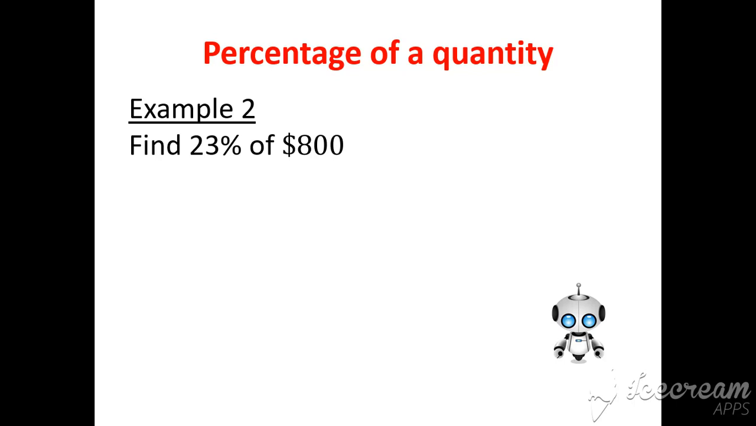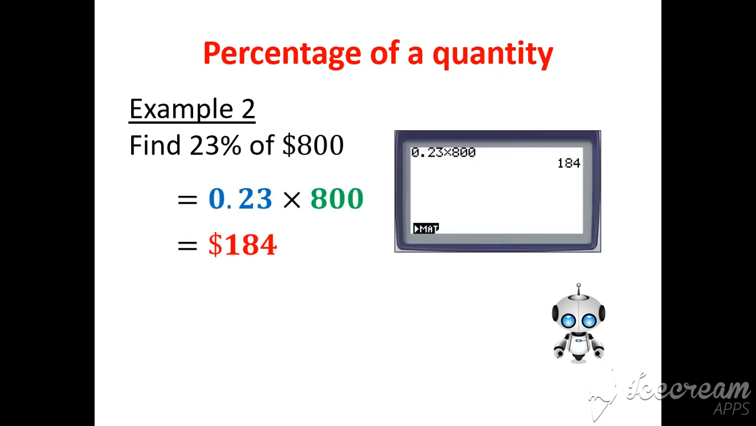Right, now if you can try and remember some of those strategies, here's what we're going to do with this video. Example 2, find 23% of $800. Well, you just need to remember that 23% is equivalent to the decimal 0.23. So go 0.23 times 800, and that gives you the answer of $184.